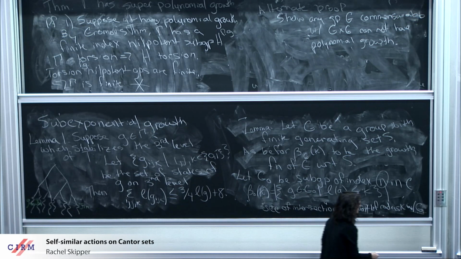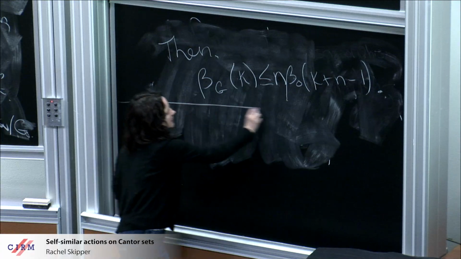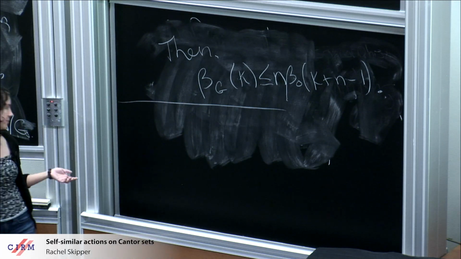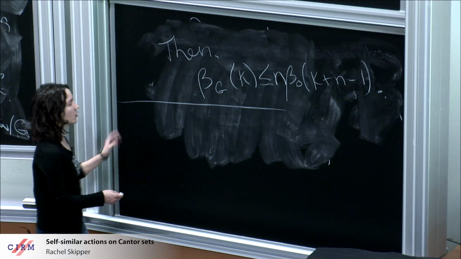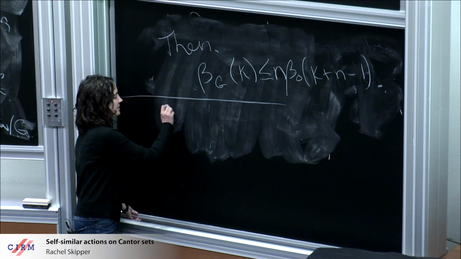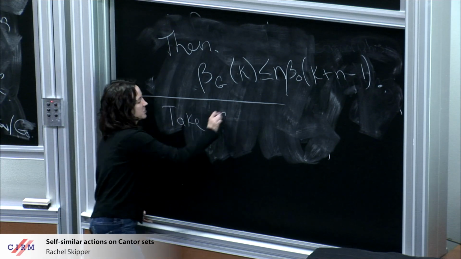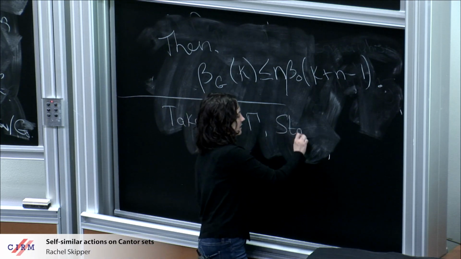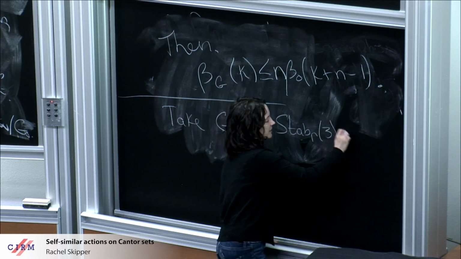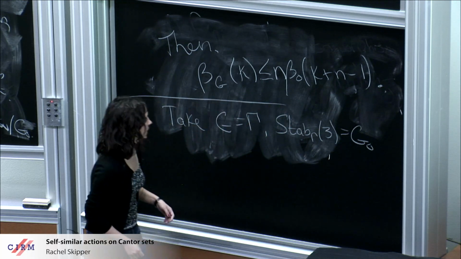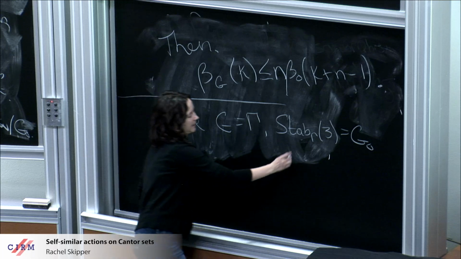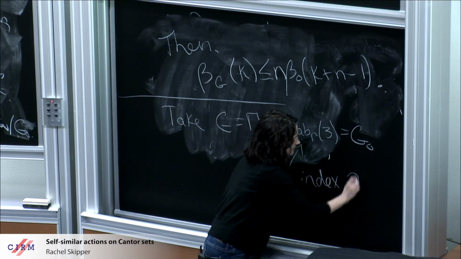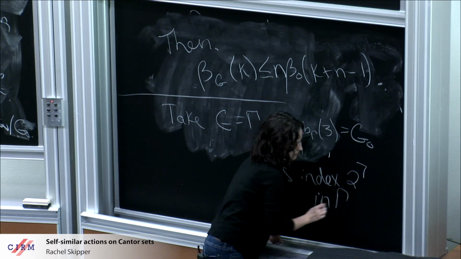All right, there's just a few minutes left, so I'm not going to complete the proof of sub-exponential growth today. Let me just say one more fact and give you a preview of what we'll do at the beginning next time. We're going to take G to be Γ in this lemma. We'll take the stabilizer in Γ of the third level to be our G_0, and one can check that this has index 2 to the 7th in Γ.